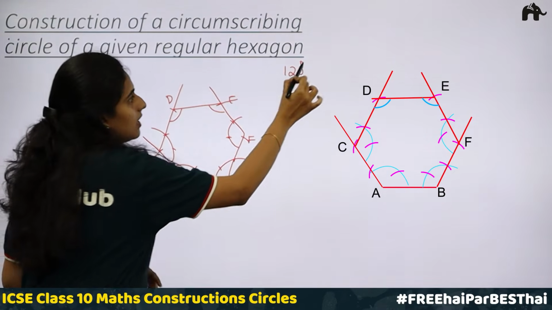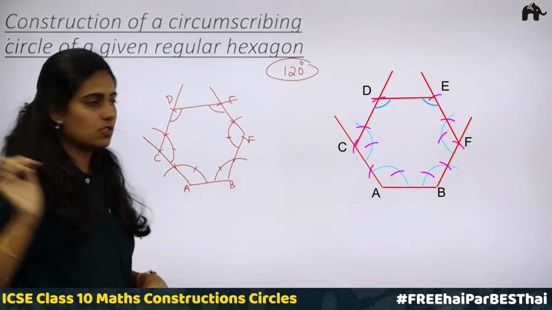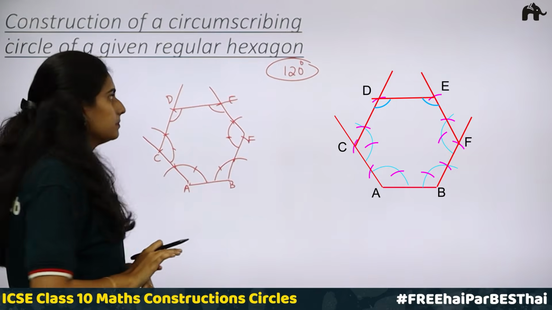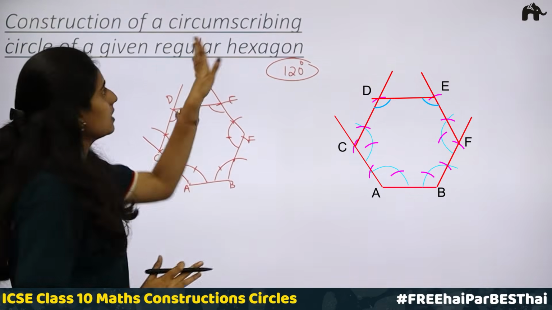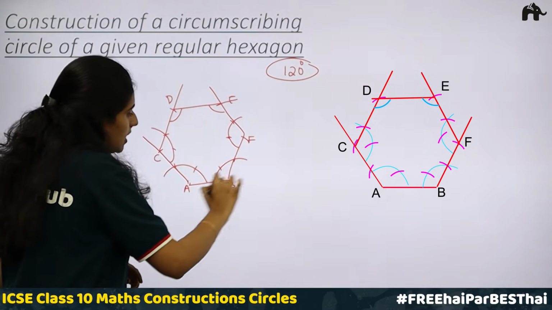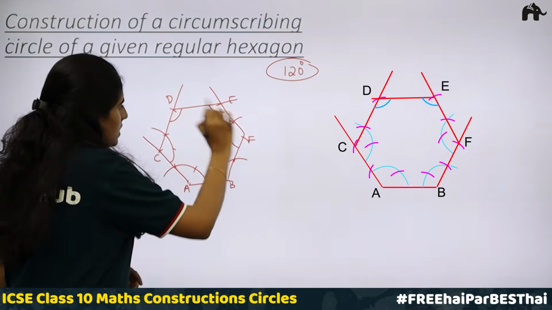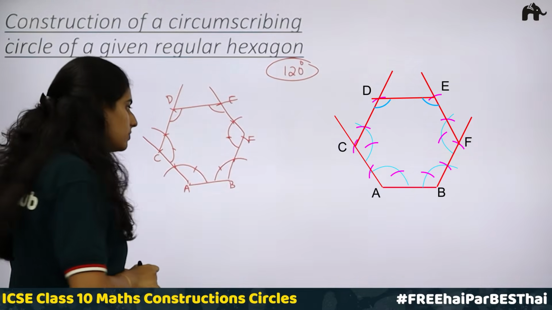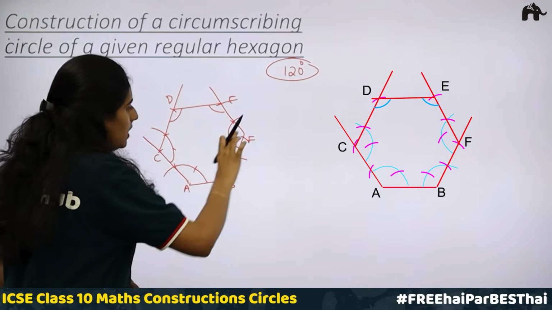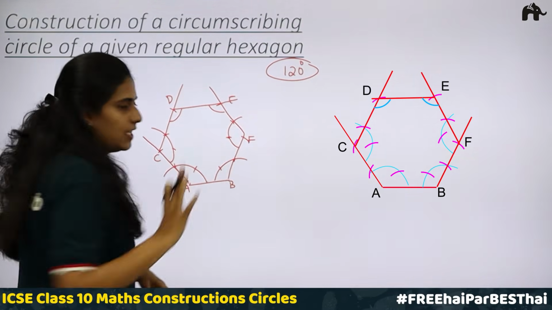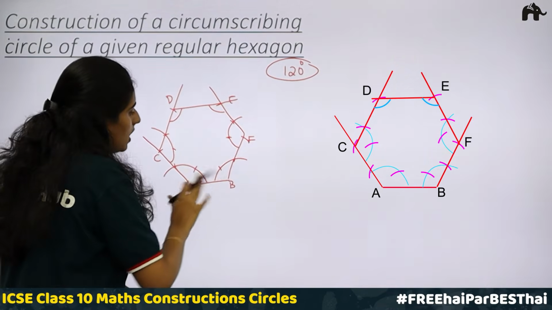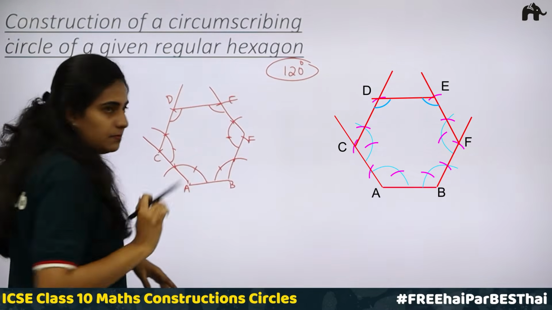Okay. Remember, in a regular hexagon, the angle is 120 degrees. So, you have to measure 120 degrees each time you get a new side. Okay. Now, how to draw the circumscribing circle? Circumscribing circle should touch all the vertices of this regular hexagon. Okay. Same steps that we have followed in case of triangle. Consider any two sides. Let us take AB and BF. Okay. Consider any two sides and draw the perpendicular bisectors for these sides.